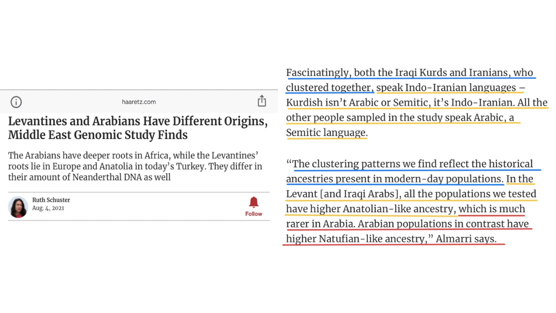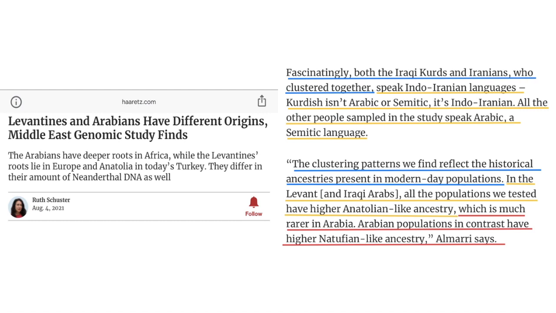I'm going to repeat that again. Fascinatingly, both the Iraqi Kurds and Iranians who cluster together speak Indo-Iranian languages. Kurdish isn't Arabic or Semitic. It's Indo-Iranian, which is Indo-European. All the other people sampled in the study speak Arabic, a Semitic language. So basically you have people who are genetically Indo-Iranian related to people who speak Semitic languages. Why is that? It's very interesting.